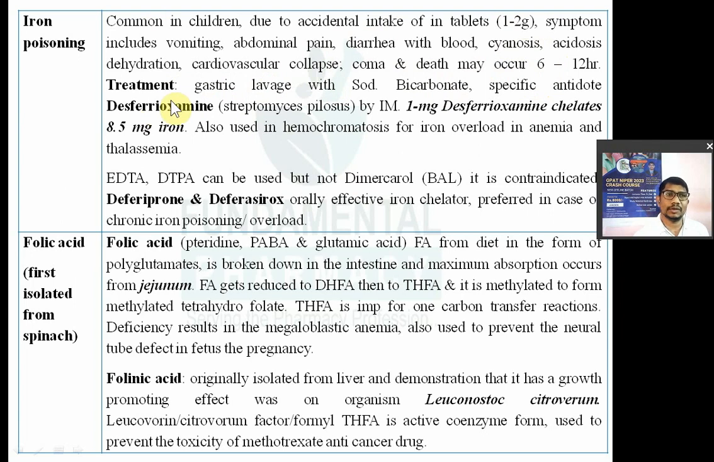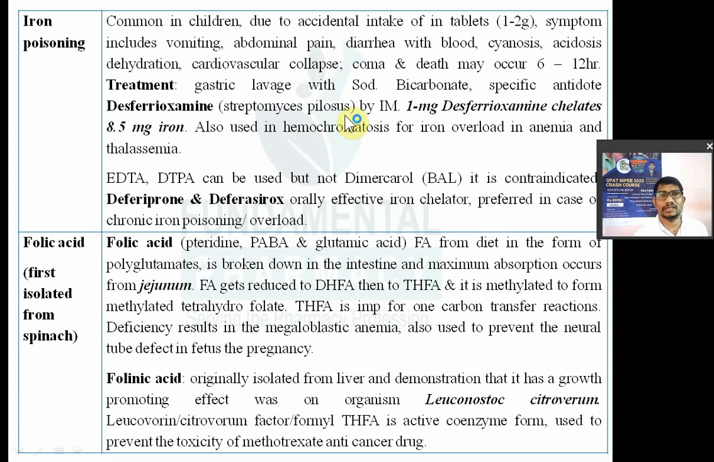Now what is the treatment? Gastric lavage. आपको पेट साफ करना पड़ेगा. Gastric lavage with sodium bicarbonate, and remember the specific antidote for iron is desferrioxamine. इसके ऊपर 2-3 बार क्वेश्चन आ चुका है. Desferrioxamine was first isolated from Streptomyces pilosus bacteria.